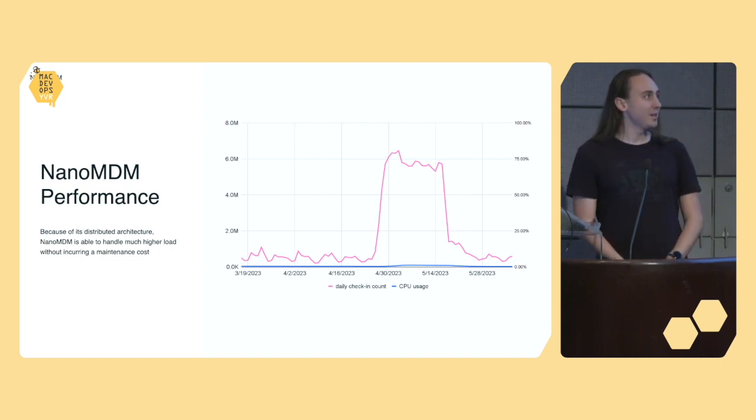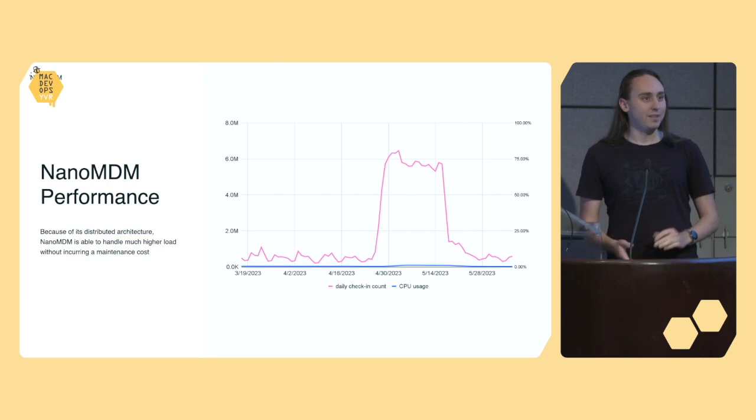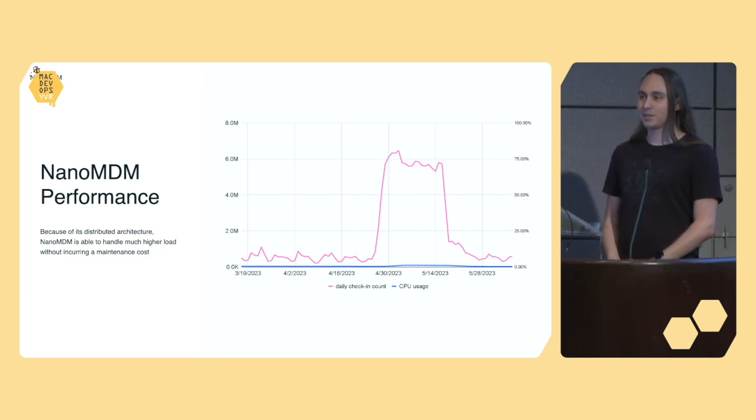So NanoMDM is pretty performant, and we haven't actually run into any sort of scaling issue, any sort of performance issues like we had with MicroMDM. And this is because it's designed differently.